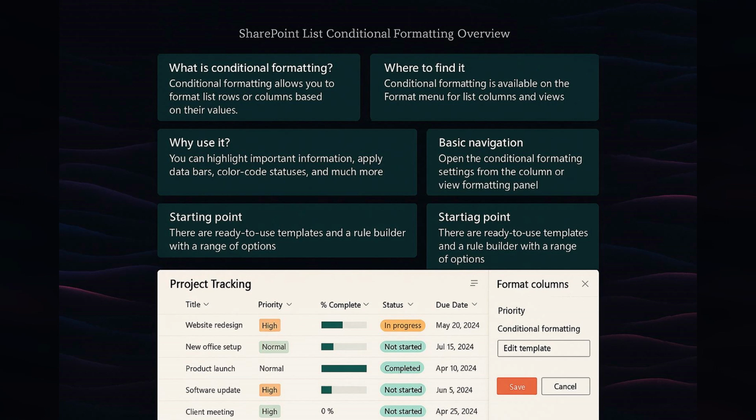Conditional formatting in SharePoint lists is a strategic feature that allows users to visually enhance their data based on specific values or conditions. Instead of manually searching for key information, you can use visual cues like colors, icons, or font styles to highlight what's most important. This functionality is available for both list rows and columns, making it possible to emphasize critical information, track progress, and draw attention to deadlines or statuses.